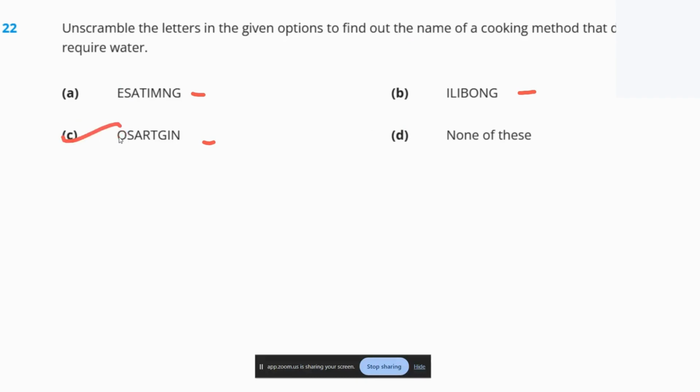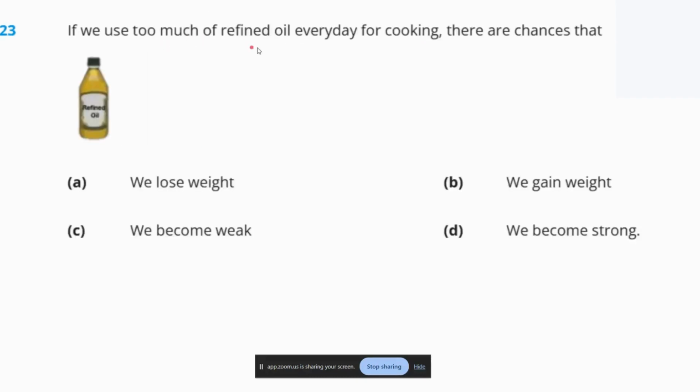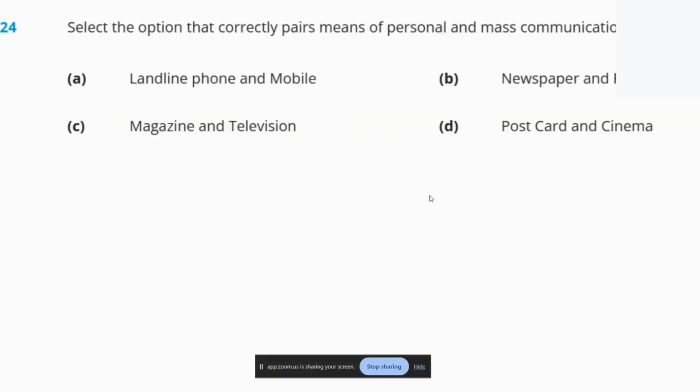Okay, roasting. Next, if we use too much refined oil every day for cooking, there are chances that we will lose weight. No, definitely not. We will gain weight. Yes. If we use a lot of refined oil, we are definitely going to gain a lot of weight, which is not good for our body, because oil, when eaten in excess amount, gets stored in our body and we get fat. Okay, we become obese. So option number B is our right answer. Okay, we will gain weight.